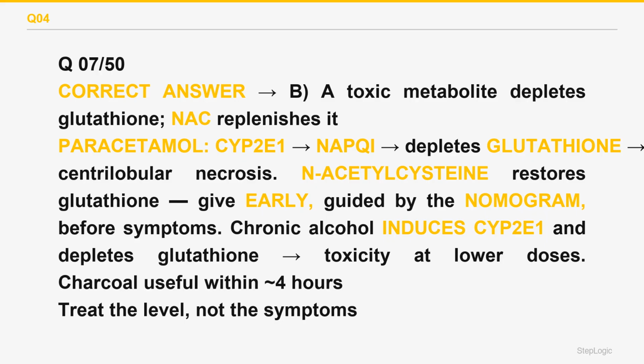Patients are typically well for the first 24 hours, develop right upper quadrant pain and rising transaminases at 24 to 72 hours, and reach fulminant hepatic failure by 72 to 96 hours. So waiting for symptoms means treating after the window of maximum benefit has closed. Chronic alcohol use raises the risk at any given dose by inducing CYP2E1 and depleting glutathione simultaneously. If you see a paracetamol level above the treatment line, then give acetylcysteine before symptoms appear.